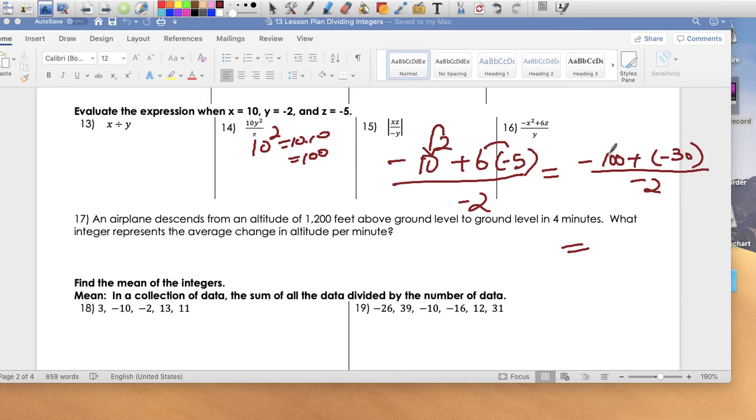Continuing. On the top, negative plus a negative, it's going to be negative, right? They're all friendlies. 100 plus 30 is going to be 130. Divided by -2. Now it's division. Negative divided by negative is a positive. And 130 divided by 2 is 65.